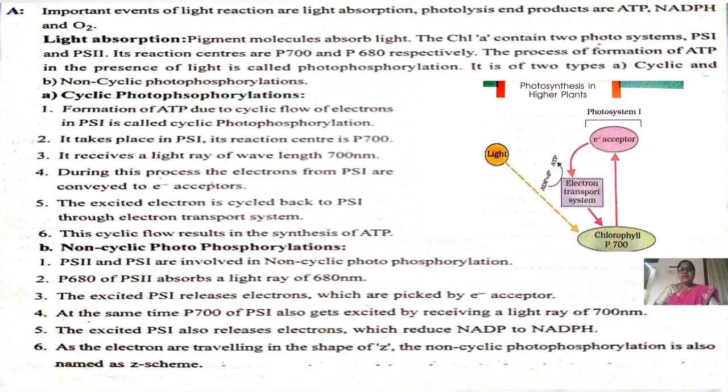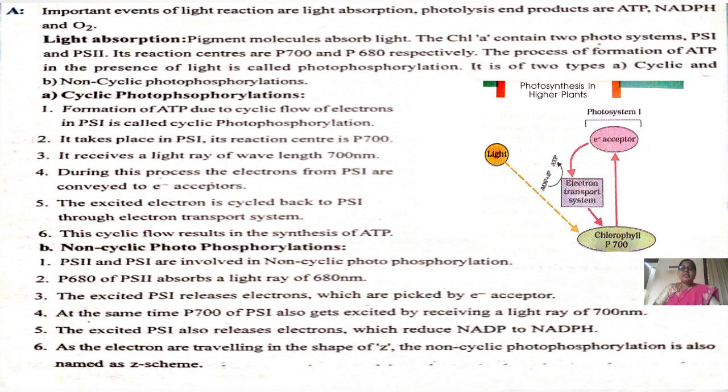The process of the formation of ATP in the presence of light, we call photophosphorylation. What is meant by photophosphorylation? The process of formation of ATP in the presence of light. This photophosphorylation is of two types: cyclic photophosphorylation and non-cyclic photophosphorylation.